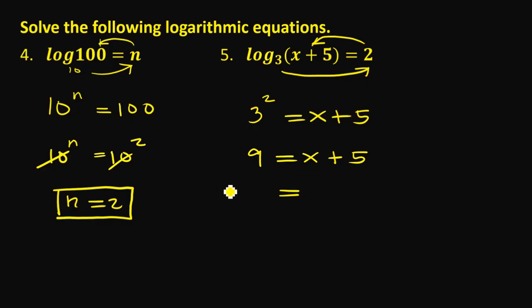So we have negative 5 plus 9 is equal to x. Negative 5 plus 9, so go to subtraction. 9 minus 5 is 4. The sign is positive because the greater number is positive. So therefore, x is 4.